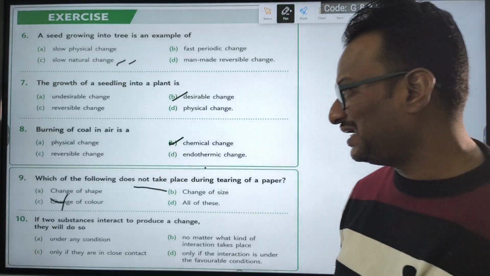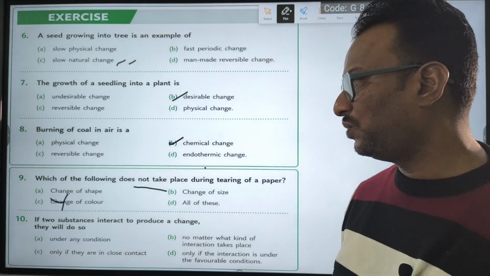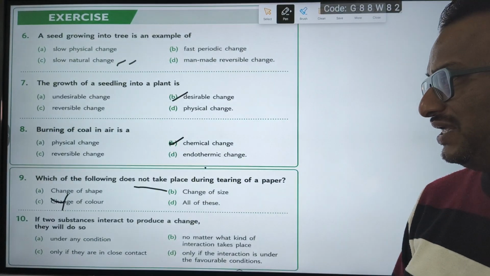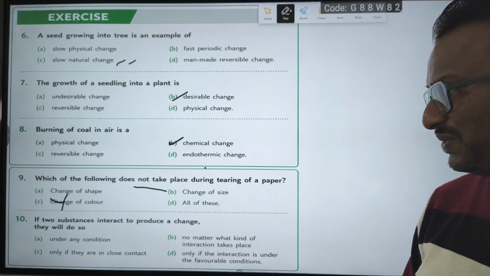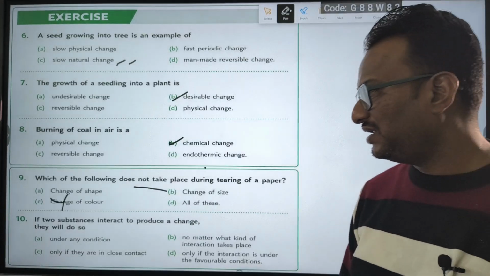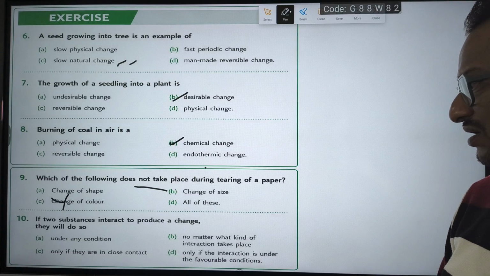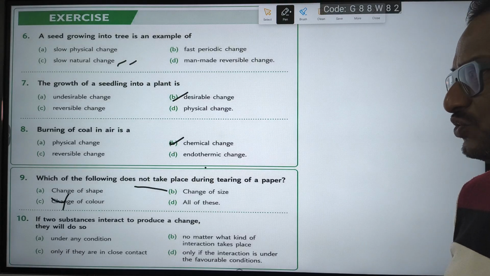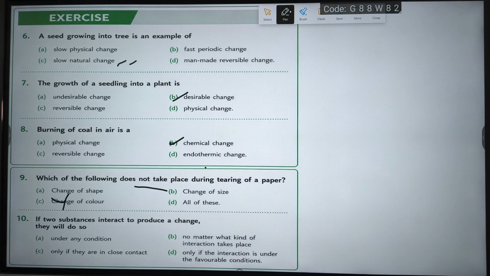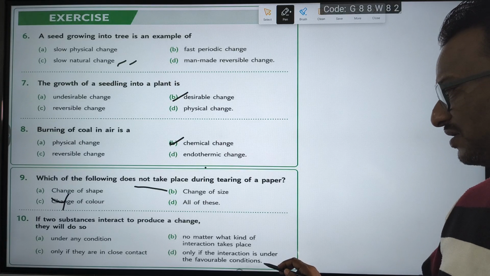If two substances interact to produce a change, they will do so under any condition, no matter what kind of interaction takes place, only if they are in close contact, only if the interaction is under the favorable conditions. The answer is only if the interaction is under the favorable conditions.